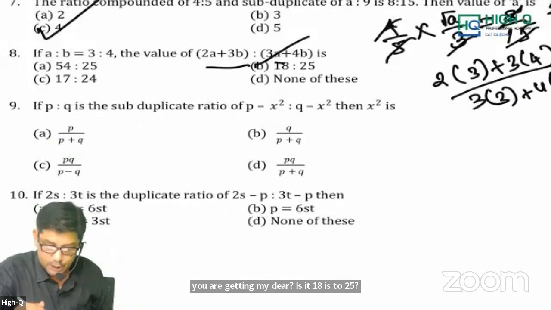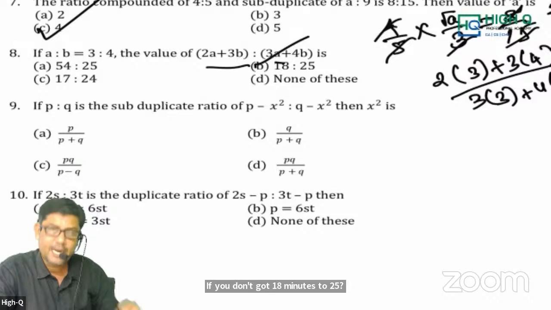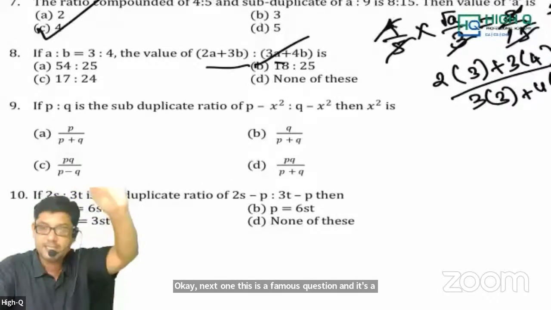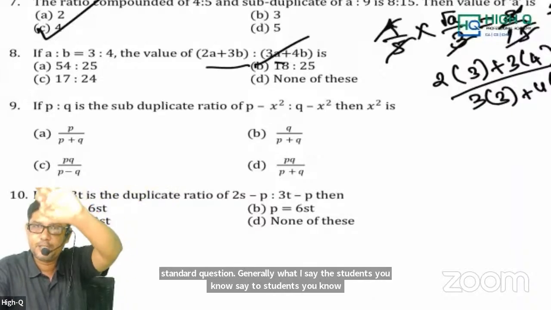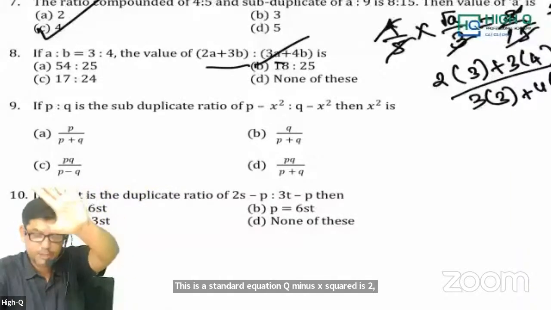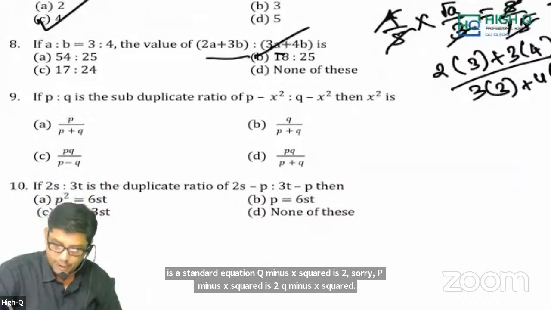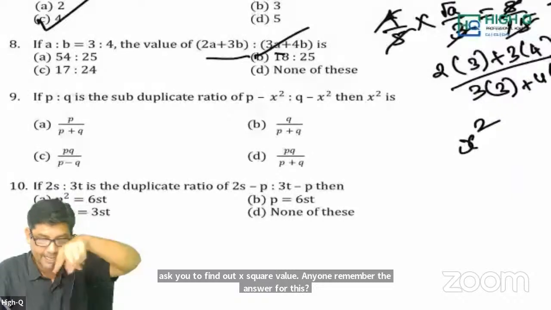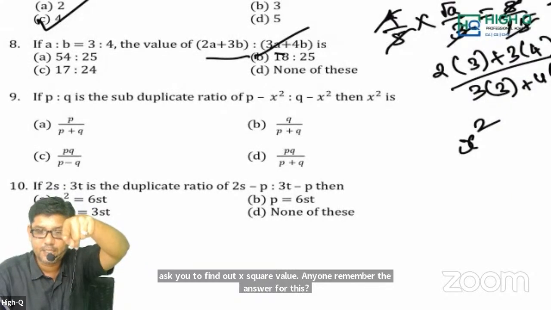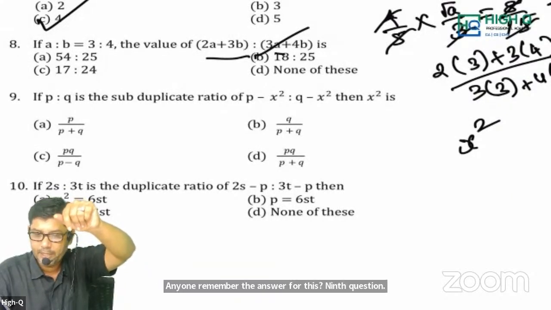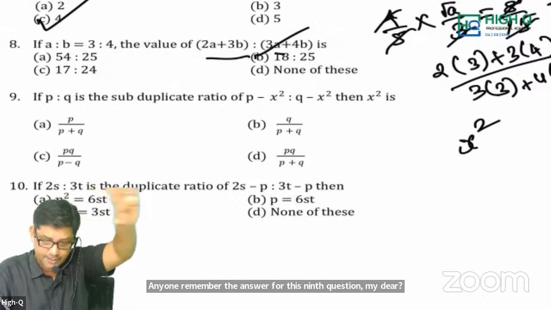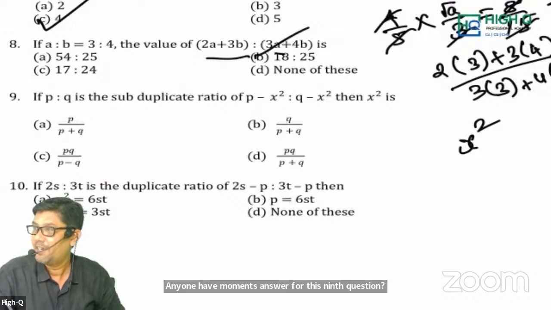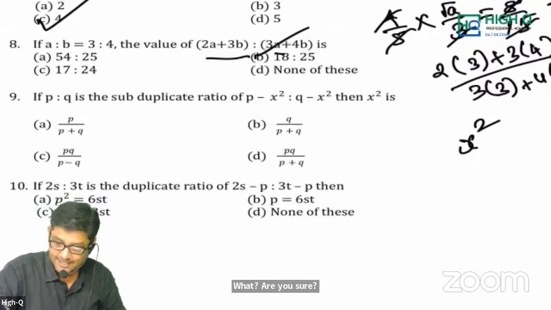Okay. Next one. This is a famous question and it's a standard question. Generally, I say to students, this is a standard question. P is to Q is the subduplicate ratio of P minus x square is to Q minus x square. They ask you to find out the x square value. Anyone remember the answer for this ninth question, my dear? What? Are you sure? Yes.